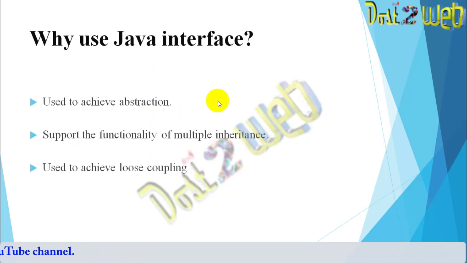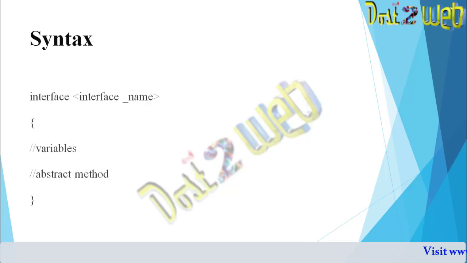It also supports the functionality of multiple inheritance, and it is used to achieve loose coupling. That means when you want to join two operation methods, you can use an interface.